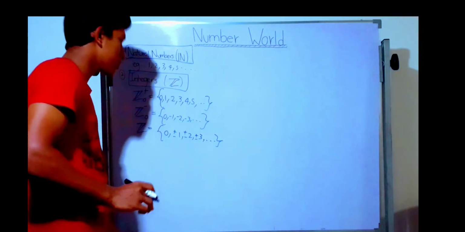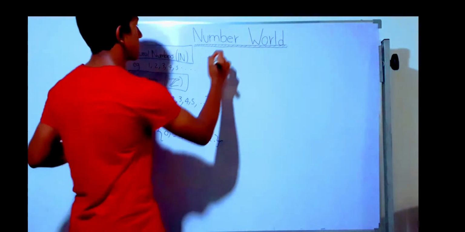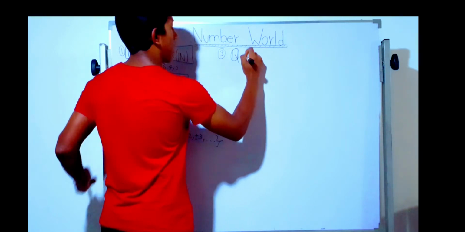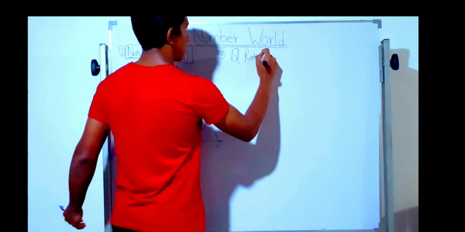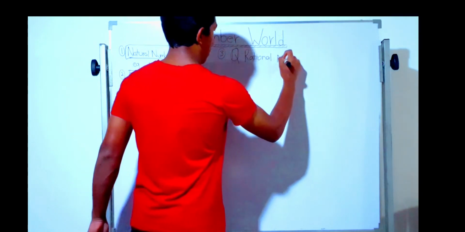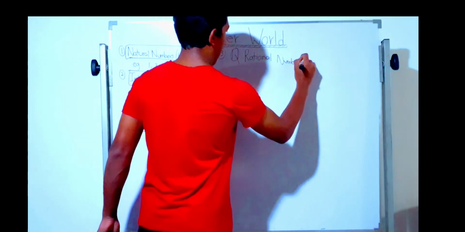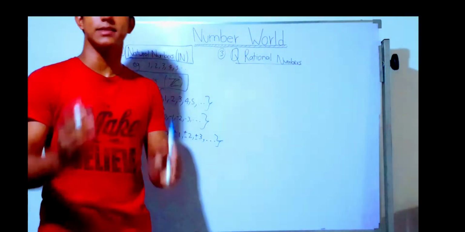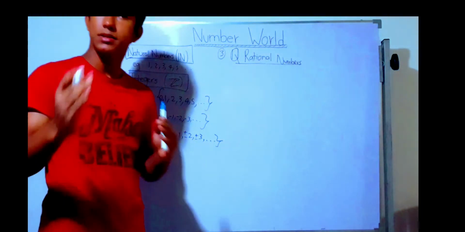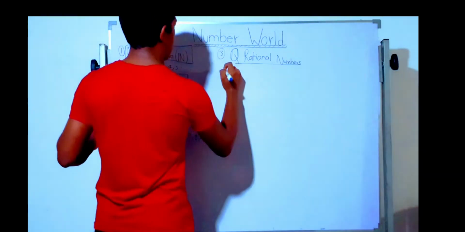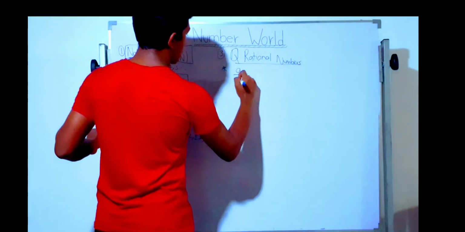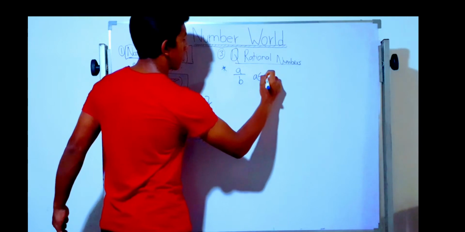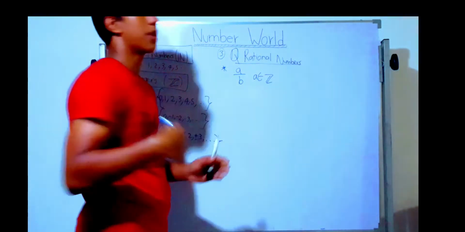Now let's move on to the third topic, which is the rational numbers. Third one, rational numbers, represented by this symbol. Rational numbers are any number that can be represented as a fraction, where we have the format a over b. So rational numbers, it's a fraction a over b. Here a can be an element of any integer. A can be any integer.